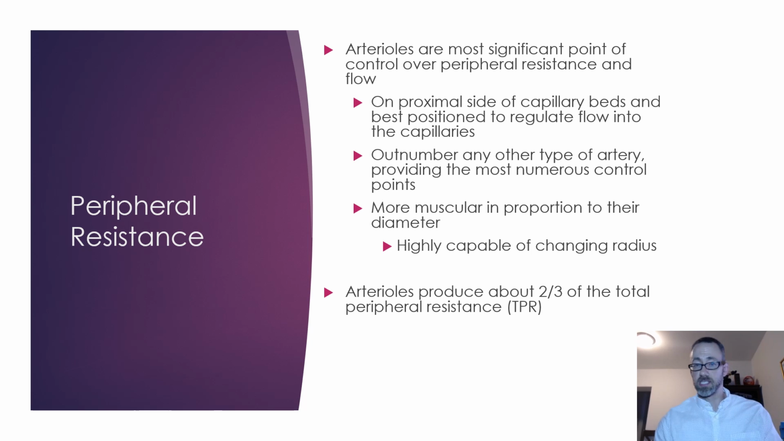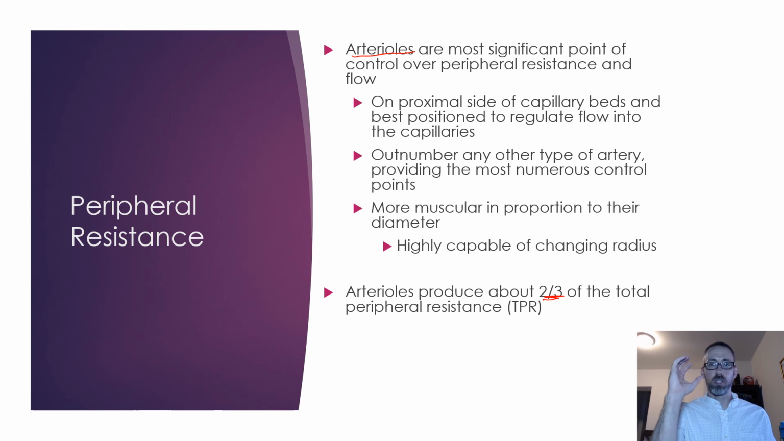Now, in terms of resistance, the arterioles, so those are the arteries that come right before the capillaries, are the most significant point of control for peripheral resistance. In fact, two-thirds of our total peripheral resistance, of all the resistance that's in our vasculature, actually comes from the arterioles. They are the smallest of the arteries, but proportionally to their size, they have the most smooth muscle, and they're very responsive, and they can constrict to a great degree, and it has a very large impact on the overall resistance of our systemic circulation.